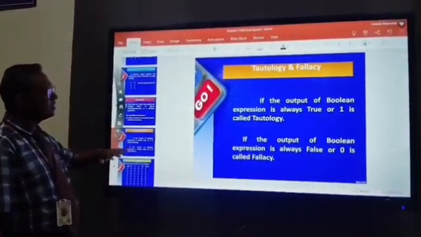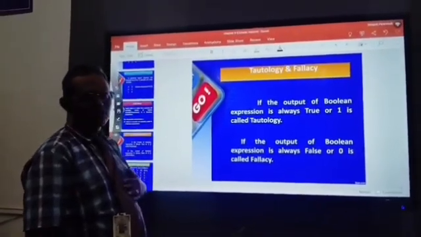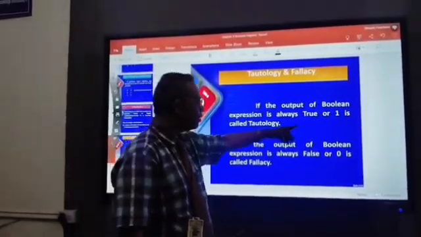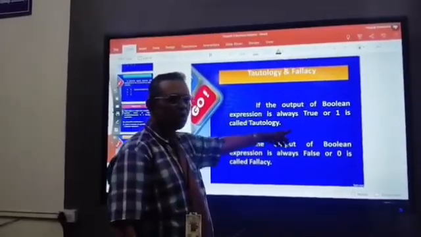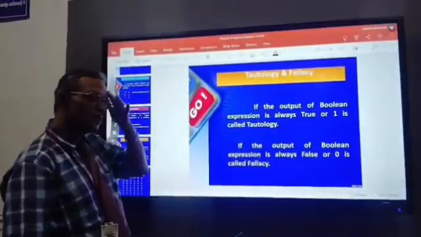Now come to here. This describes the combination of Boolean expression output. Either you can have 1, as we discussed already, so the output is either 1 or 0. Accordingly the statements are given here.